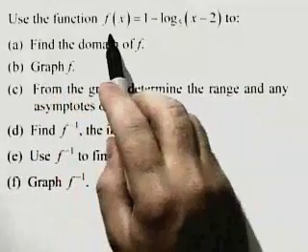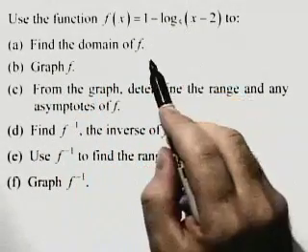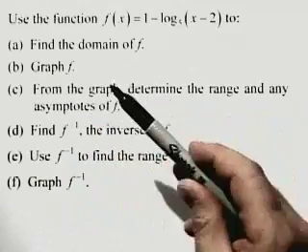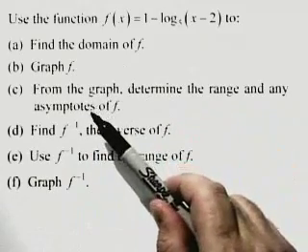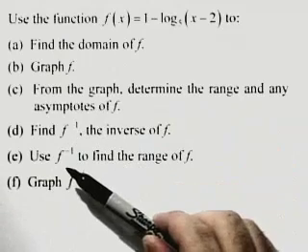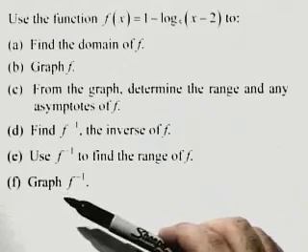In this problem, we're going to examine a logarithmic function. We're going to use the function f of x equals 1 minus log base 5 of x minus 2 to find the domain of the function, graph the function. From the graph, determine the range and any asymptotes, find the inverse function, use the inverse to find the range of the function, and then lastly, graph the inverse.